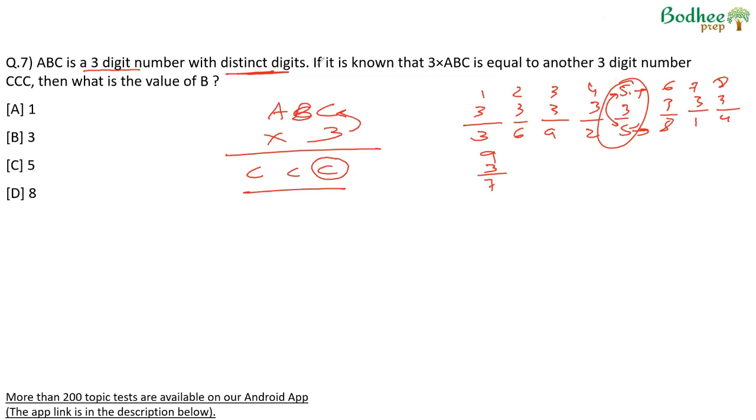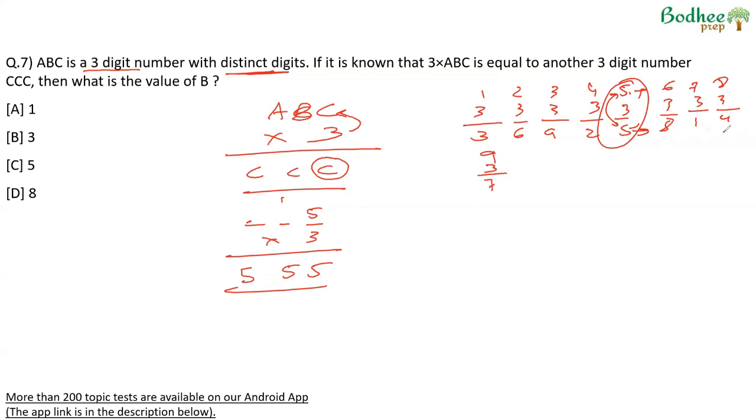Also, if C is 0, everything will be 0. So C has to be 5 for sure, and the answer has to be 555. Now, when we multiply 3 by 5, we get 15, carry forward 1. To get a 5 here, 3 into this number should be a digit which, added to 1, gives me 5.